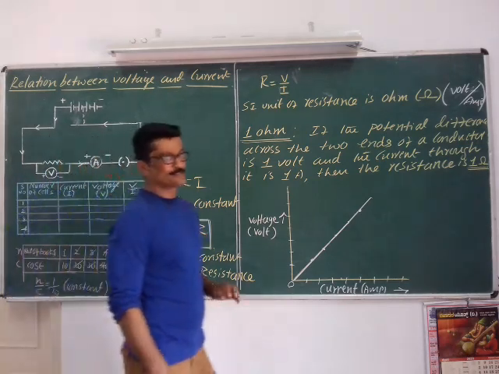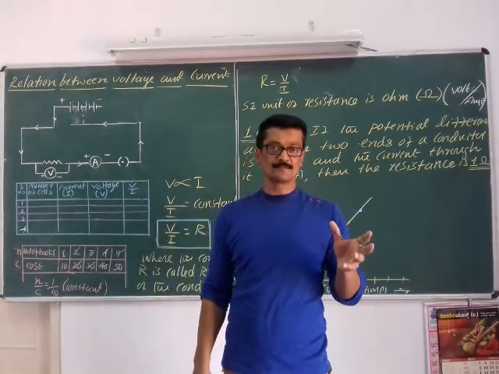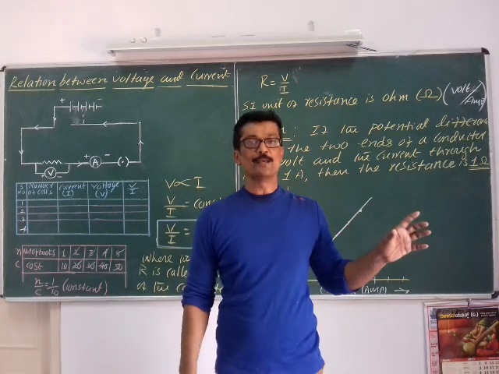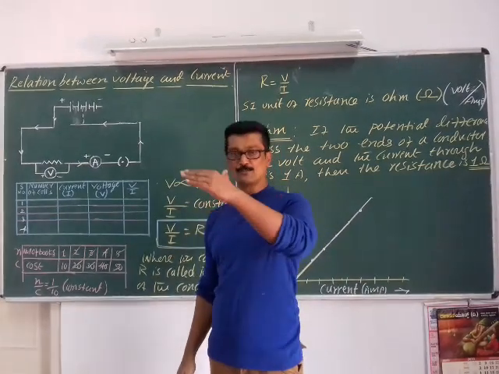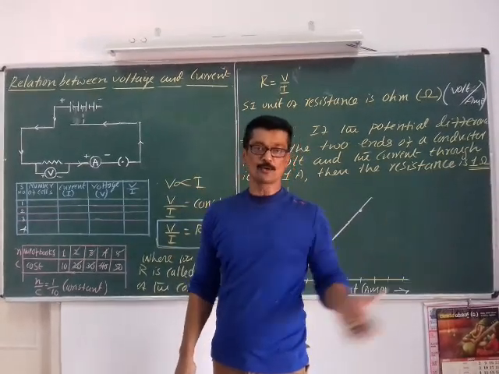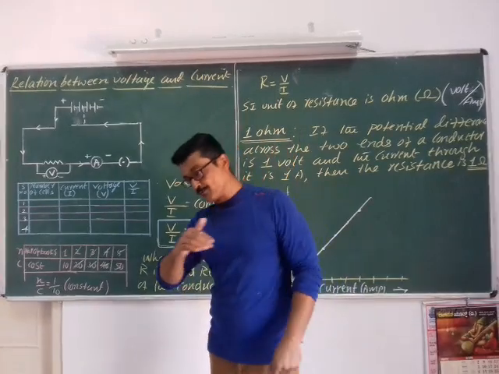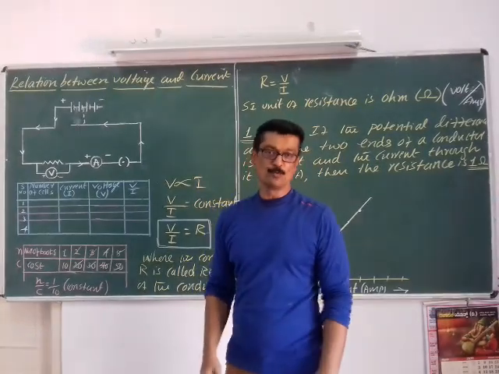In simple words, we can control the current by voltage. By varying the voltage, we can vary the current. If voltage is more, current is also more. If voltage is less, current is also less. So the flow, that means the current, can be controlled by voltage.